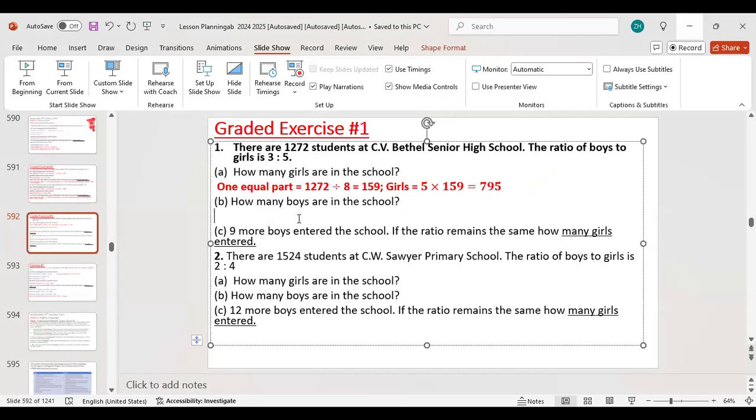So why did you use, say, by 2? By 3, okay. Why did you use 3? Because it says 3 boys. The ratio of boys to girls is 3 to 5. Good. So it's going to be 3 times 159, which is 477. Did anyone else get 477? Let me know, please. I did. 3 times 159 is 477.